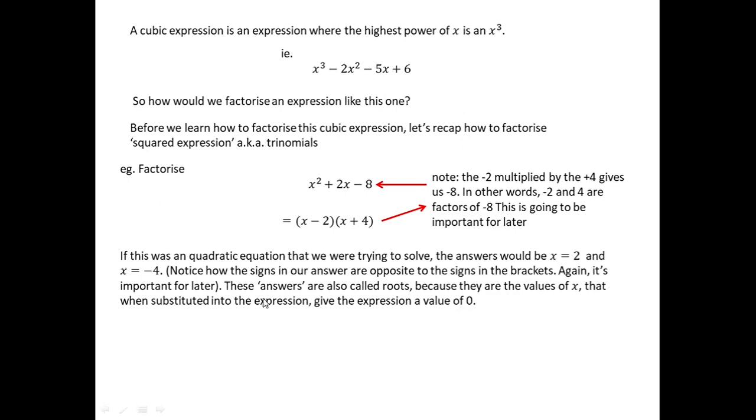So if this was a quadratic equation that we were trying to solve, the answers that we would derive from these brackets would be x equals 2 and x equals negative 4. Do you notice how the signs are reversed? So if that's a negative 2 here, it'll be a plus 2 when we write it as an answer. And if this was a plus 4, it'll be a negative 4 if we were to write it as its answer.